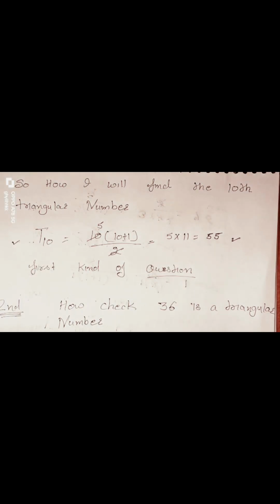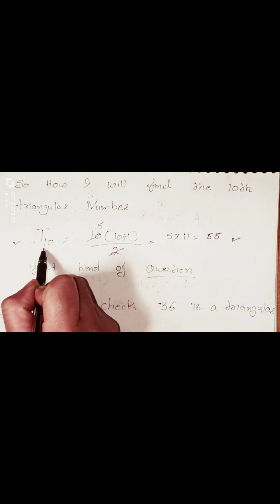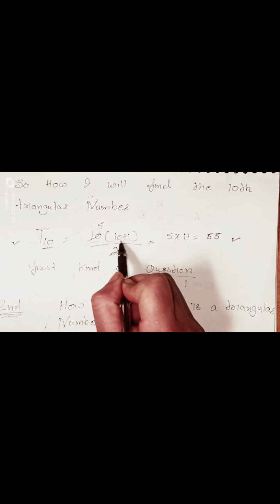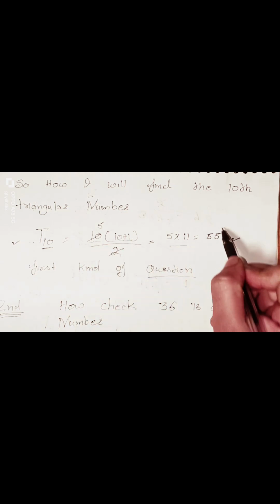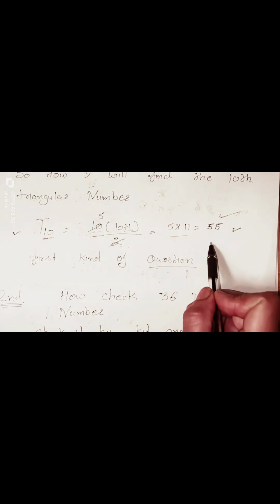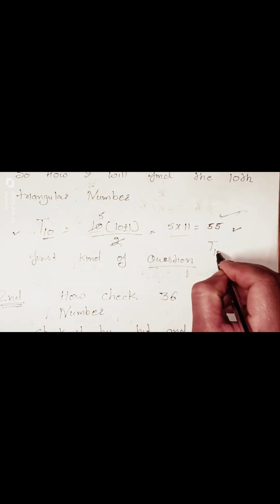Now the question is how I will find the 10th triangular number directly without using the sequence of the triangular numbers. Let's take n equals 10. 10 into (10 plus 1) by 2 and so we will get 55. This is the first kind of question that can be asked from this formula: find out the 10th, 15th, 20th triangular numbers. So we can directly use this formula and find the numbers. This is the homework: find out the 15th triangular number without using the sequence, by using the direct formula.